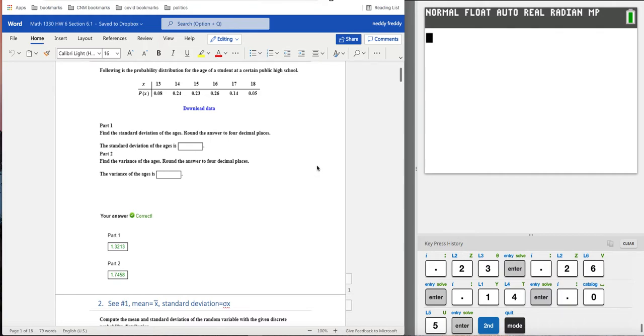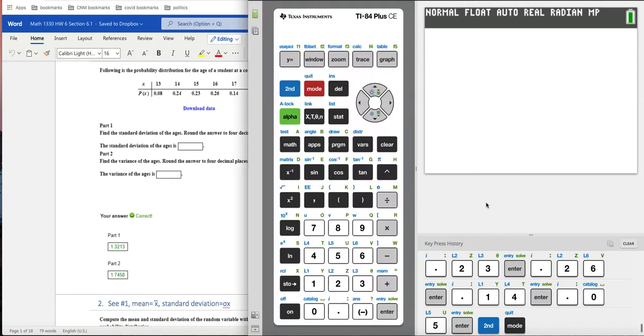In 6.1, they'll usually be given a probability distribution and then asked for some combination of mean, standard deviation, and variance. So actually the process for this is exactly like the one in chapter 3 with the group data, except that you don't need to calculate a midpoint for the group data.